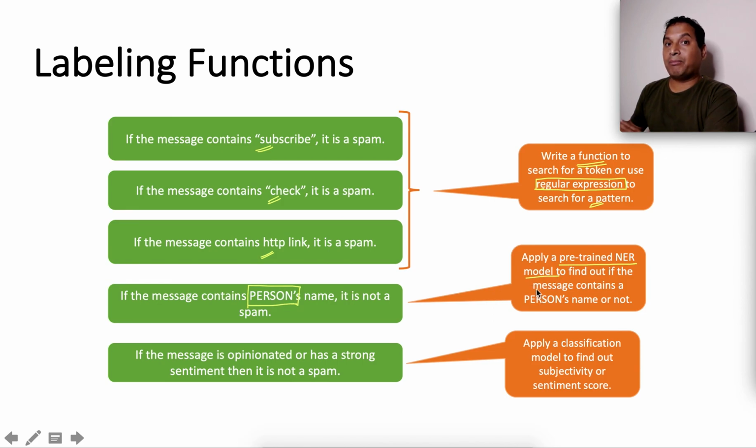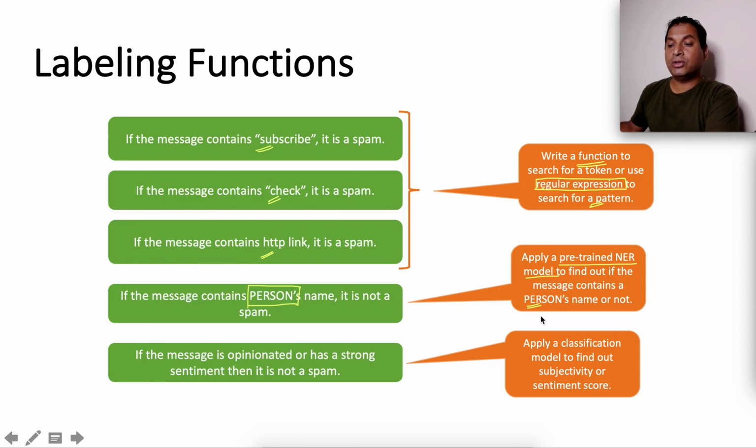So here we are not applying a simple programming approach, but we are actually applying a third-party model to extract certain information from the message, and based on that, we are saying it may be a spam or not a spam, and find out if the message contains a person's name.